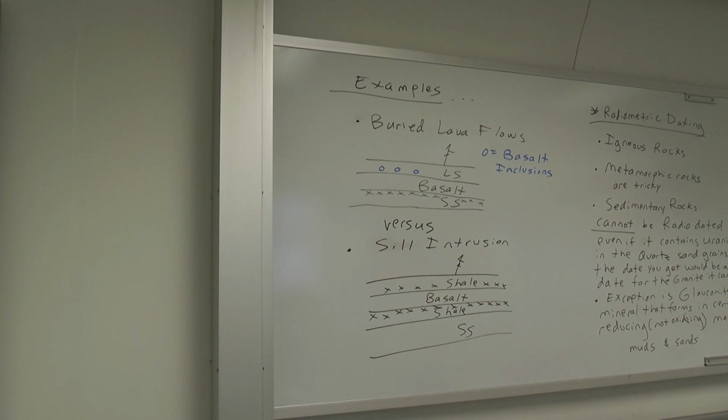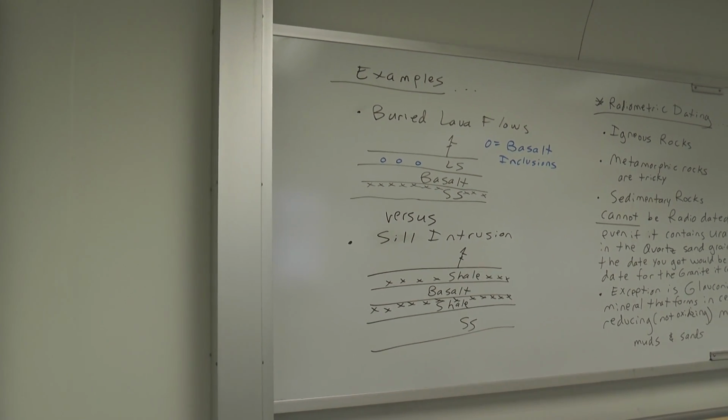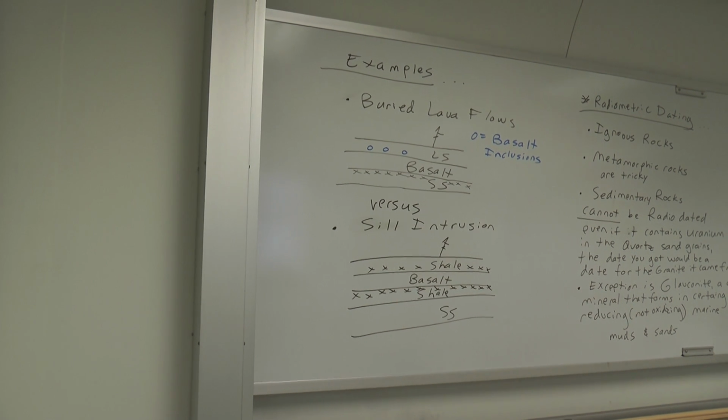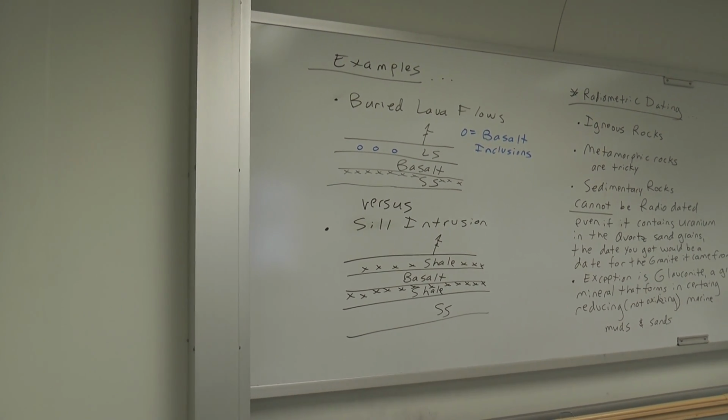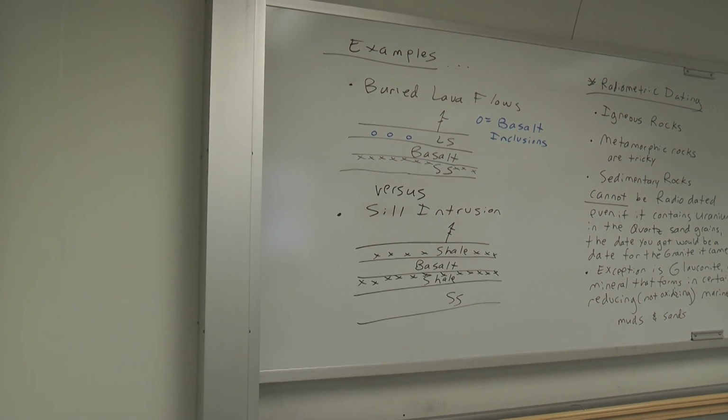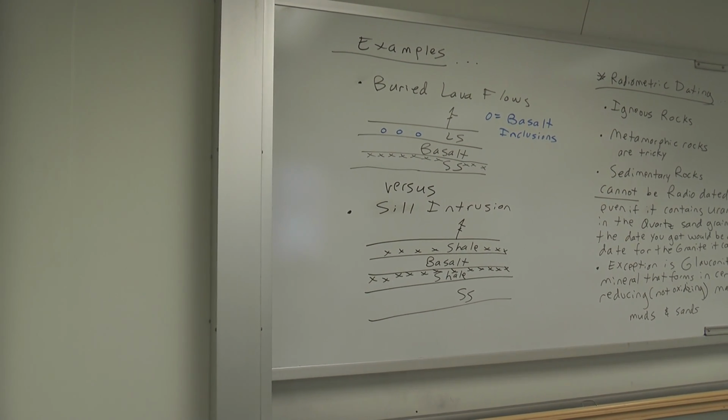So just some examples here, okay? Here we're looking at a buried lava flow versus an igneous sill. Remember that an igneous sill is an intrusion below ground, tabular in nature. It's basalt. It's very much like the igneous dike, except that it is parallel to rock layers.